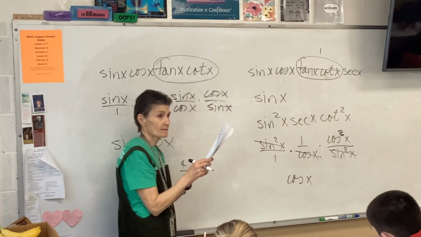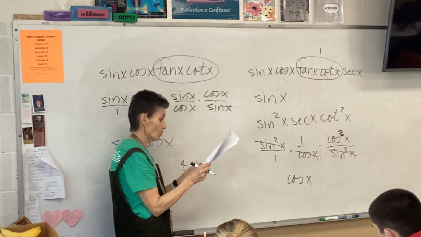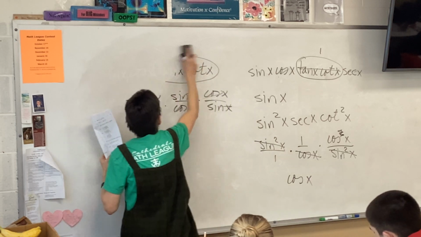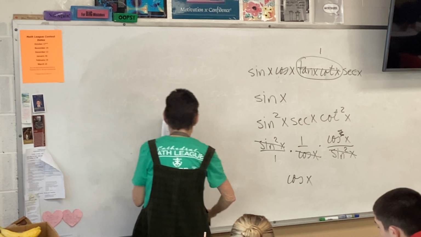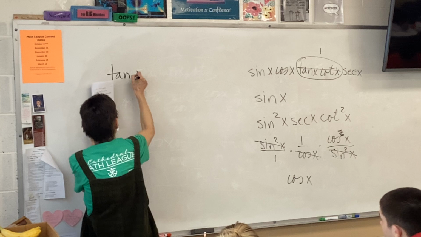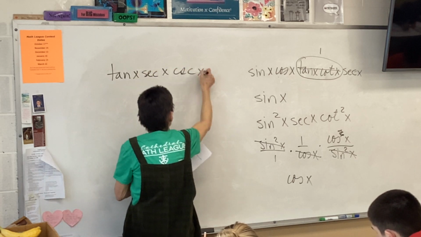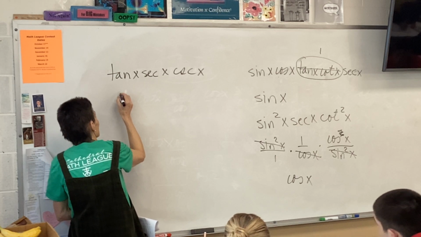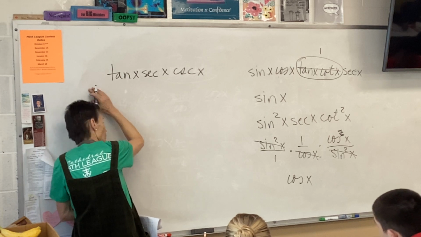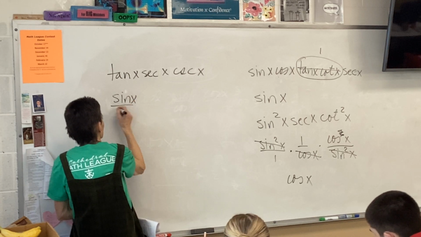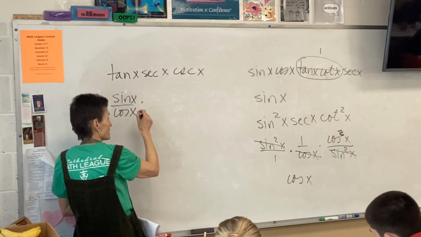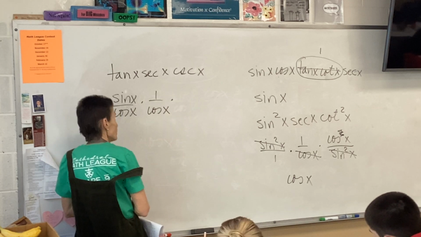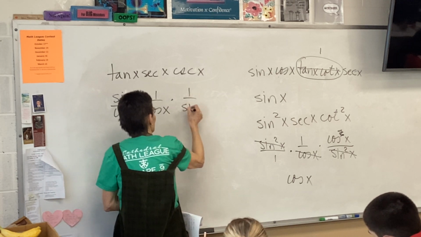Kids, I hope you're getting the hang of this. All right, number 21. What's tangent? Oh my gosh, what's tangent? Sine over cosine. What's secant? 1 over cosine. And what's cosecant? 1 over sine.